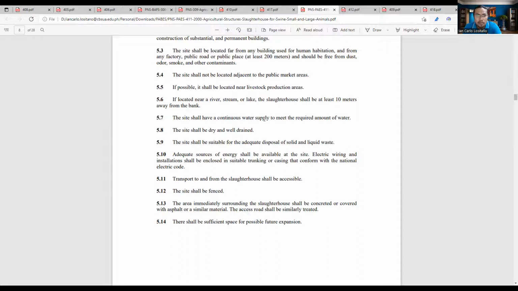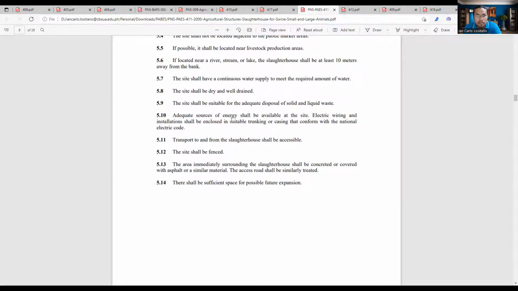Site shall have continuous water supply meeting the required water quality for operations, shall be dry and well drained, and shall be suitable for the adequate disposal of solid and liquid waste. Okay, adequate sources of energy, in terms of electricity, electrical utility installations. Transport to and from the slaughterhouse shall be accessible.